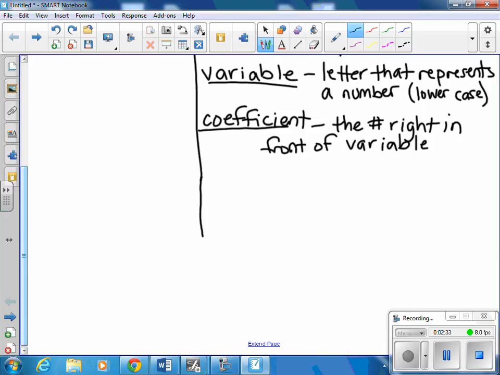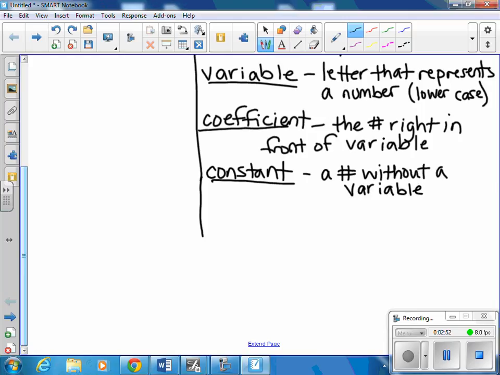The next word we're going to run into is the word constant, and you've heard of this in science in a way. Constants are things that never change. So in math, a constant is a number that will never change. So it is simply a number without a variable. The number 2 will always be the number 2 because it has no variable attached to it. But as soon as you put 2 times x, the value is going to change because of that x.